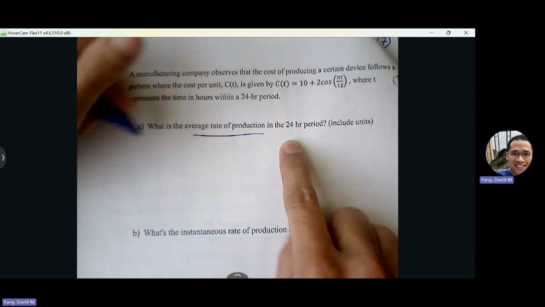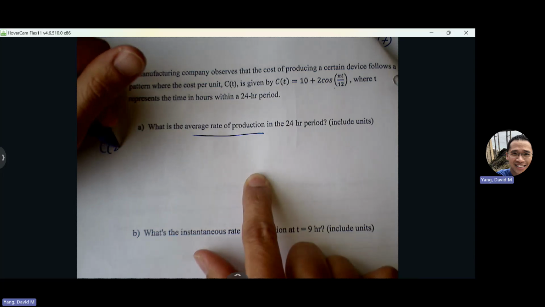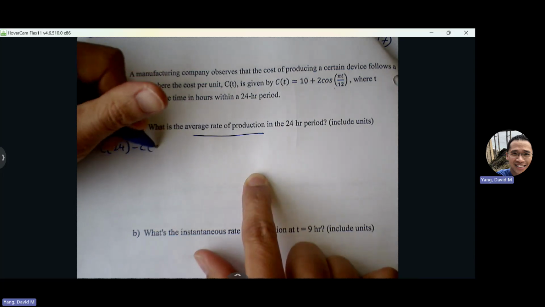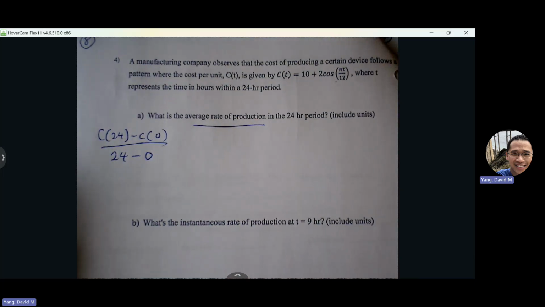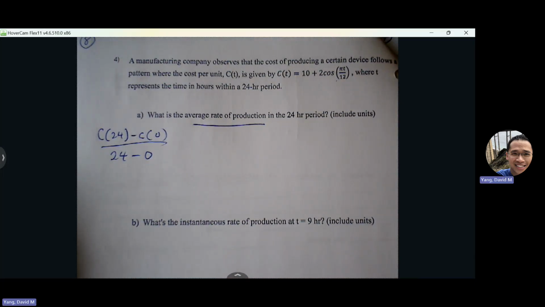So for the average rate of production, we're just doing C of 24 minus C of 0 over 24 minus 0, simply the slope between 2 endpoints. So find C of 0, find C of 24.